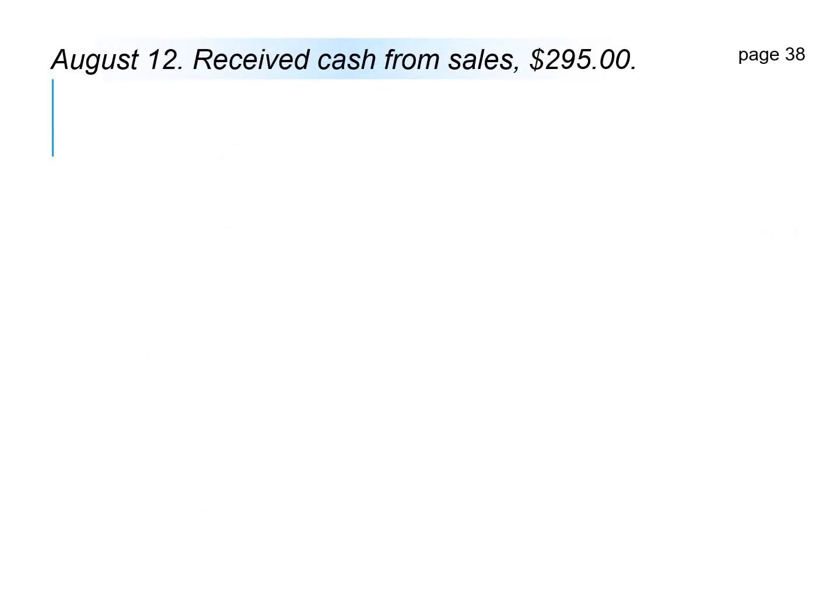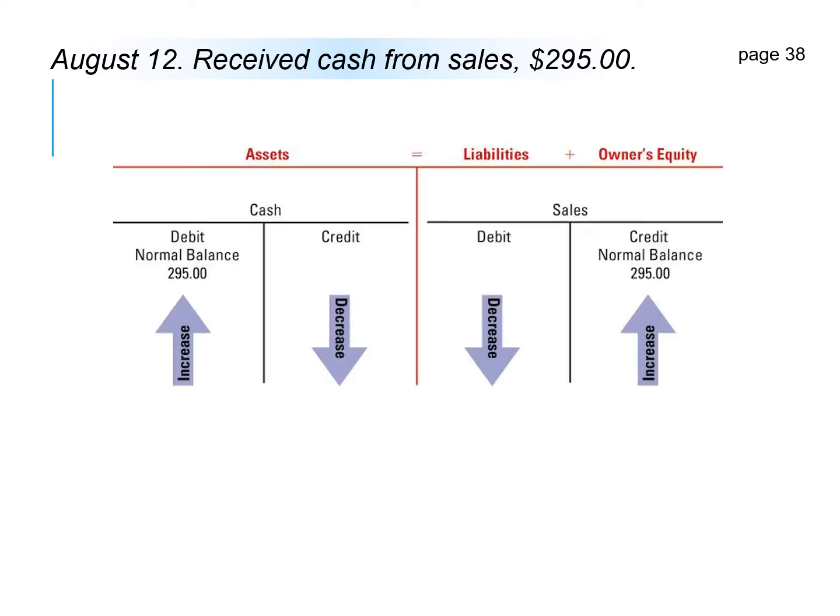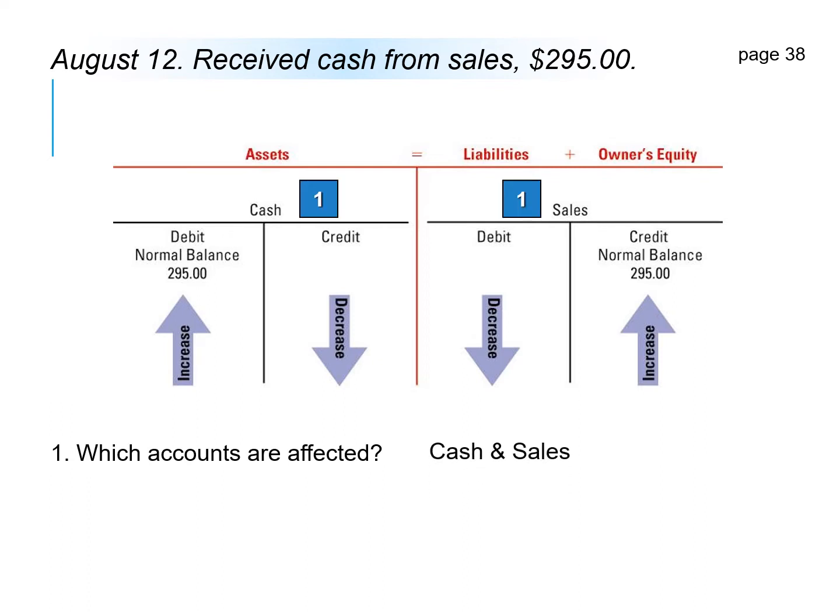August 12th. Receive cash from sales, $295. Which two accounts are affected? Receive cash. We know that our cash account is affected. And how did we receive it? From sales. So we know our sales account will be affected. How is each account classified? We know that cash is an asset and sales is classified underneath owner's equity.